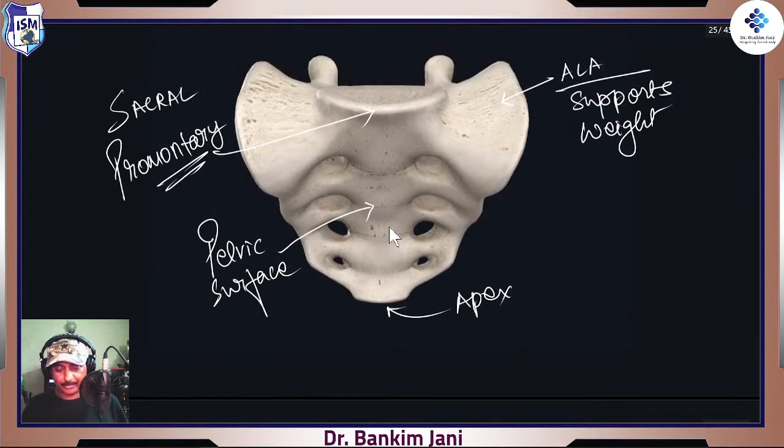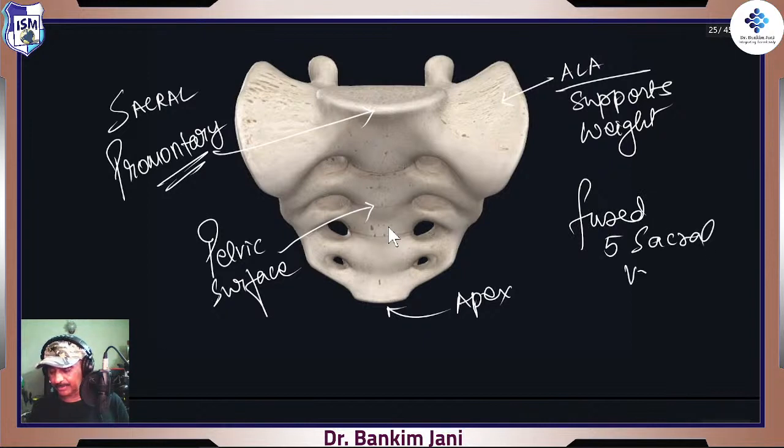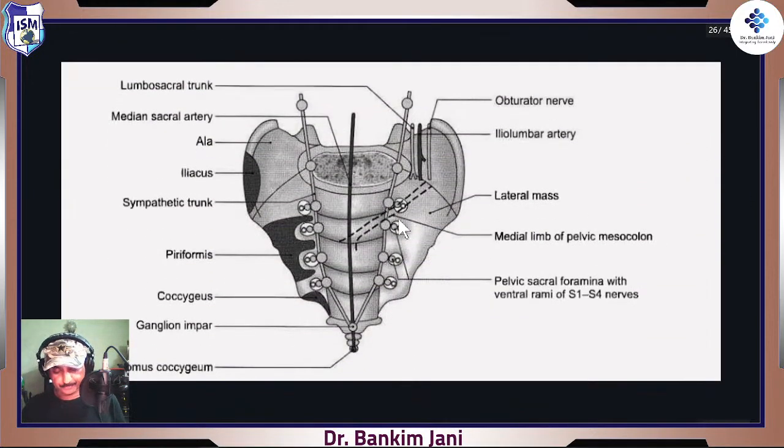So the sacrum, as such, if you see, these are all sacral vertebrae, but they are all fused together. So we can say just five fused sacral vertebrae. It becomes much easier to understand. All right. In any case, what is this lumbosacral trunk and medial sacral artery? Don't worry. We have not yet touched those vessels, so we need not worry.